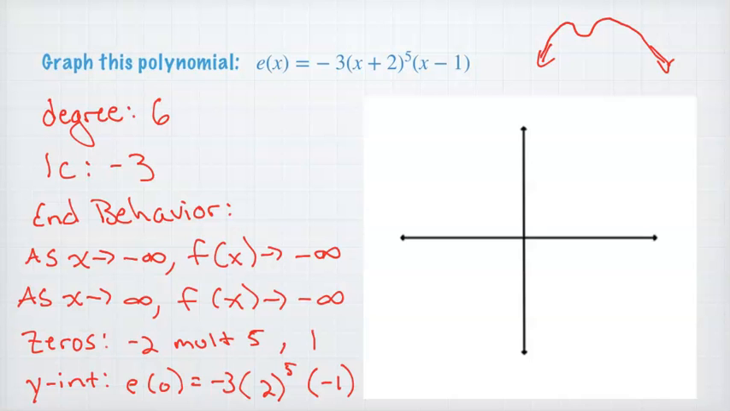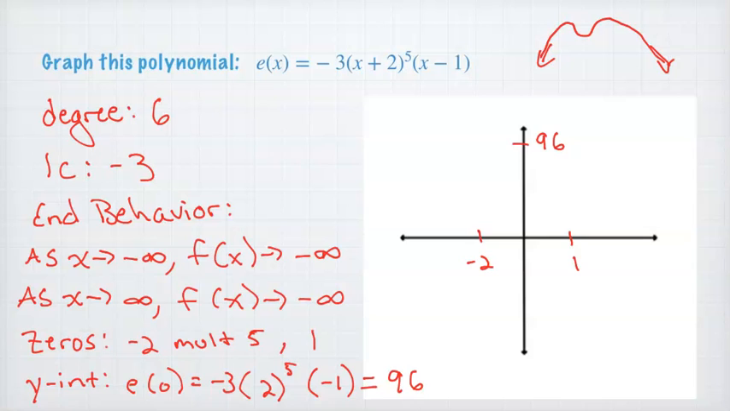So I have 2 to the 5th, which is 32 times 3. It's getting out of control. I'm reaching for a calculator. 32 times 3 is 96. So I have -96 times -1. This is going to equal +96. That's a lot. I do not want to write 96 little tick marks here, so I'm just going to say, oh, I have a y-intercept at +96. I have zeros at -2 and at 1.